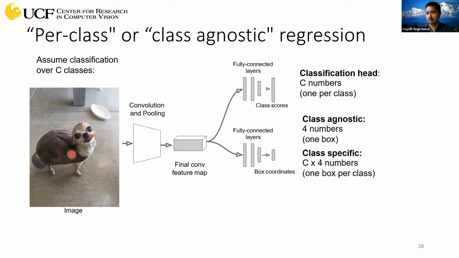So it could be a turtle, it could be a cat or rat or something. It will just give you bounding boxes. So that's called class agnostic. For that, all you need is just 4 numbers from this head. The other variation could be class specific prediction, right? Class specific means if you have C classes, for each class you will have 4 numbers. So it will be C times 4 numbers output from this particular head.